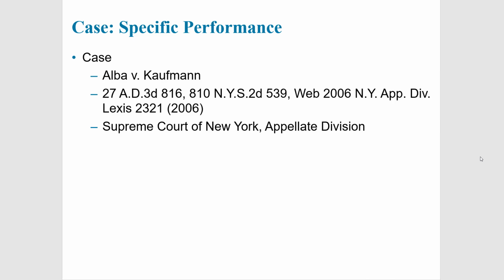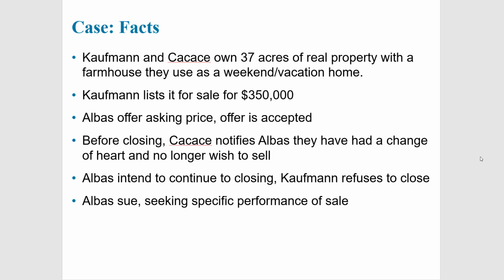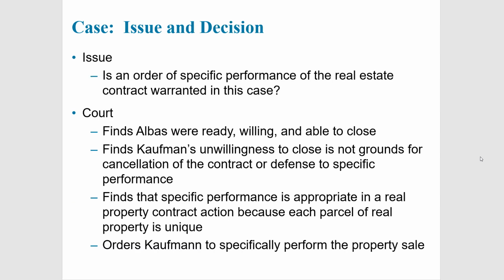So we have an example case here for specific performance. It's Alba versus Kaufman. In this case, Kaufman and Kakache own 37 acres of real property with a farmhouse they use as a weekend and vacation home. They live in New York. Kaufman lists it for sale for $350,000. The Albas offer the asking price, and Kaufman accepts the $350,000 offer. Before closing, Kakache notifies the Albas that they have a change of heart and no longer wish to sell. The Albas do intend to continue to closing, but upon closing day, Kaufman refuses to show up to close. The Albas sue seeking specific performance of the sale.